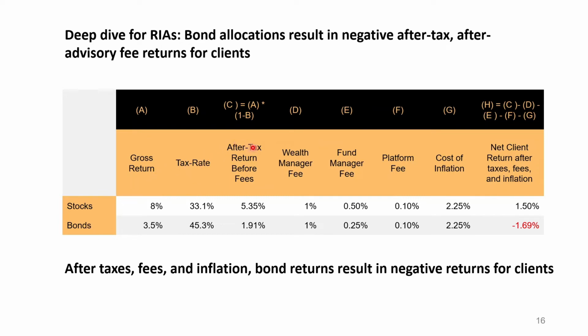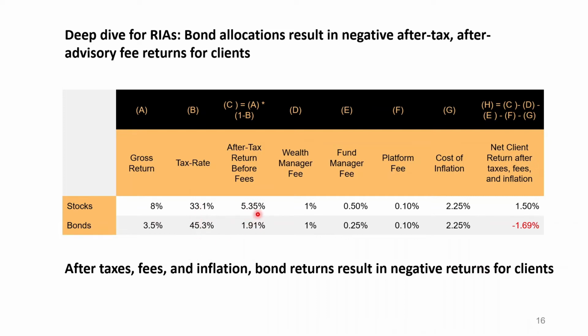So we're going to look at the gross returns of stocks and bonds, and then we're going to look at taxes. We're going to look at all the fees, and then we're going to see what's the net return for the client, for stocks and bonds, right? So stocks, again, we're making an assumption of 8%. I know the long-term return is around 10%, but this is a little bit conservative. Bonds right now are about 3.5%. And here's taxes on this.